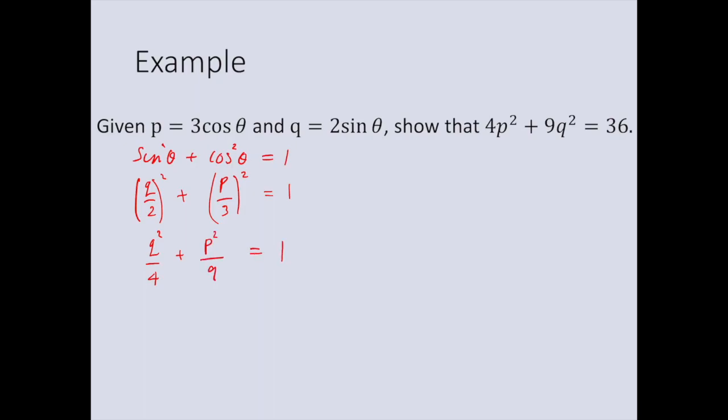We want to get rid of those fractions. We haven't got any fractions in our target expression over there. So let's multiply through by 36, which would give us 9q squared plus 4p squared equals 36. And if we just rearrange that, 4p squared plus 9q squared equals 36 was what we were after. Nice.